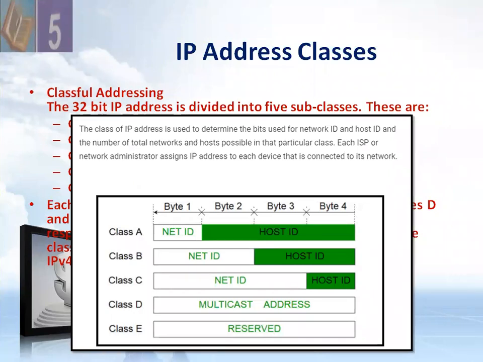So here you can again view class A, B, C, D, E. Here we have 1 byte, 8 bits, for network ID. Here we have 2 bytes for the network ID. Here we have 3 bytes, and this is multicast and this is reserved.